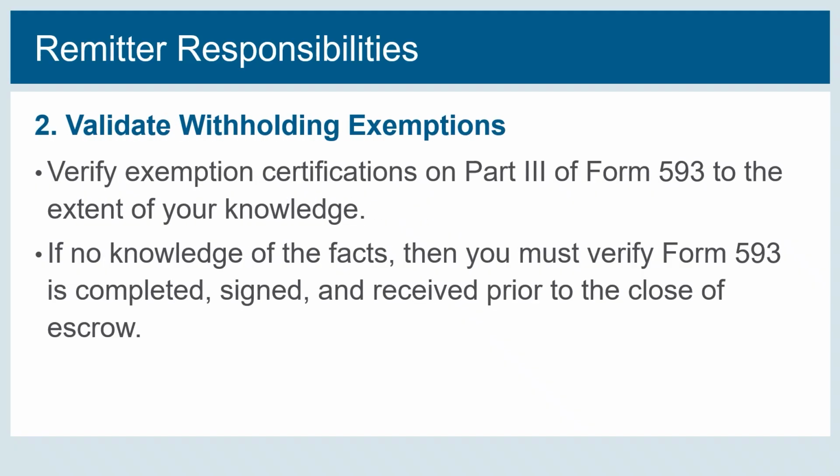The second responsibility is to validate any withholding exemptions. Remitters must verify exemption certifications on Part 3 or 4 of Form 593 to the extent of their knowledge. For example, if a seller completes Part 3 and certifies that the property was their principal residence, but the escrow company knows that the house was their vacation home, then withholding should be done. If the remitter has no knowledge of the facts, then they can accept the certification. The remitter must verify the 593 is completed, signed, and received prior to the close of escrow.